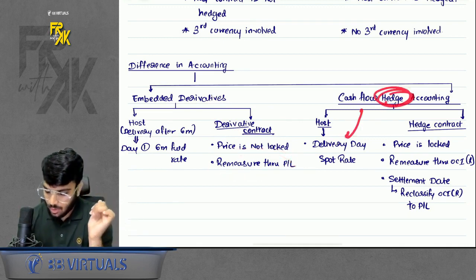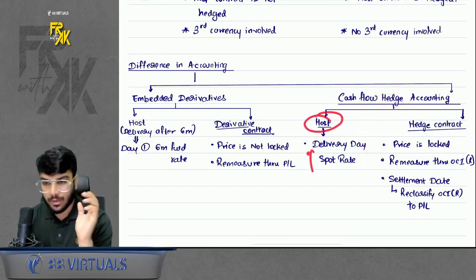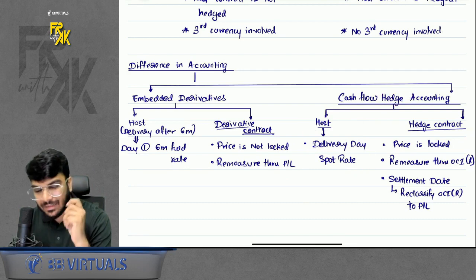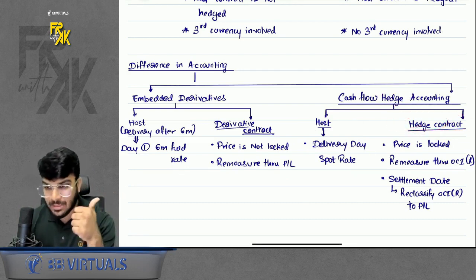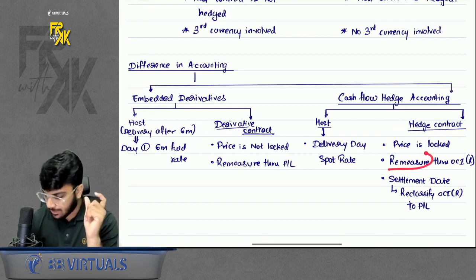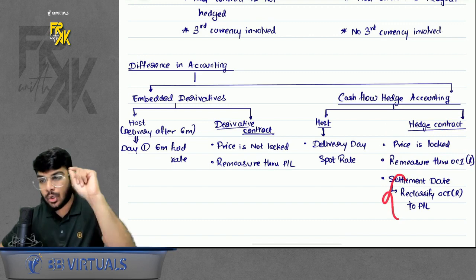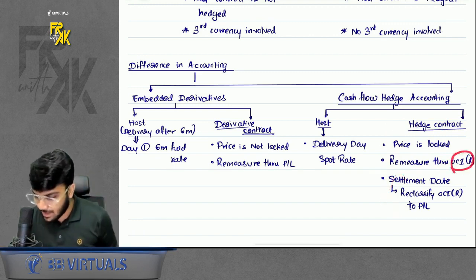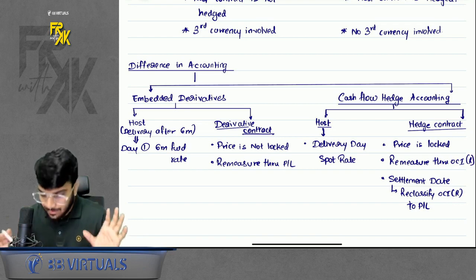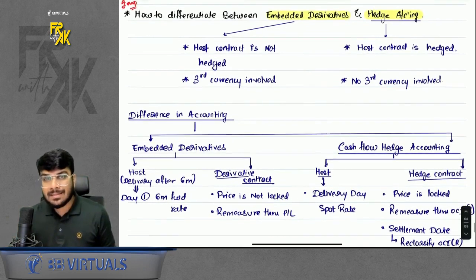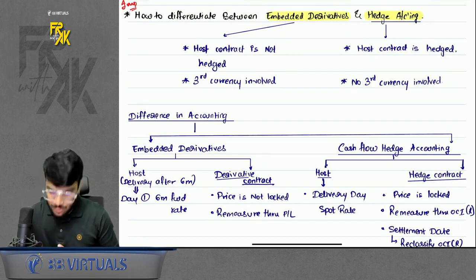In hedge accounting, for the host contract, we use spot rate. So we will record at the spot rate on the date of delivery. For hedge contract, do remember price is locked. Whatever you remeasure, you will transfer it to OCIR. And on settlement, don't forget to reclassify the balance of OCIR to profit and loss. This is the difference of embedded and cash flow hedge. Do remember, you will not find this anywhere, but this is only for your use so that you don't get confused by things.